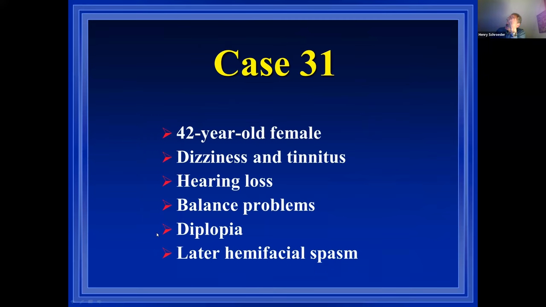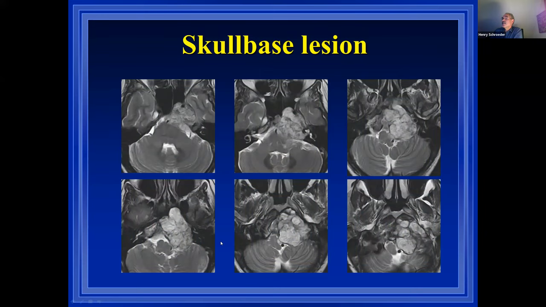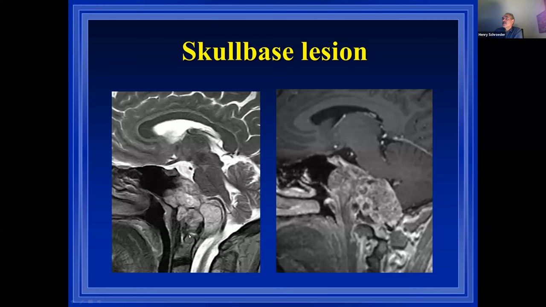There's another example, a 42-year-old female, had dizziness, tinnitus, hearing loss, balance problem, diplopia, and later even hemifacial spasm. And you see there's a huge tumor in the lower clivus extending down to the condyle on the left side. You see the extension of the lesion goes also into the area of C2.